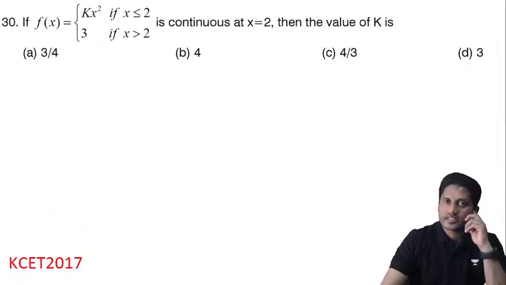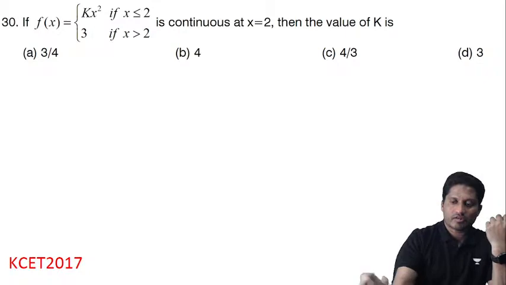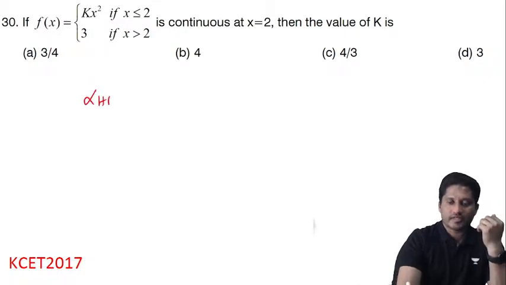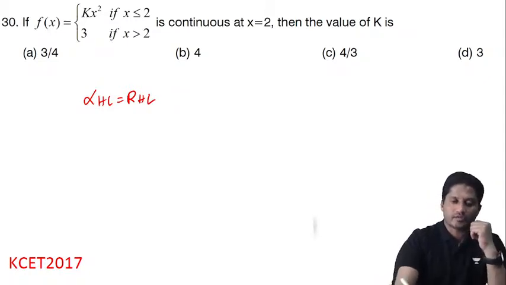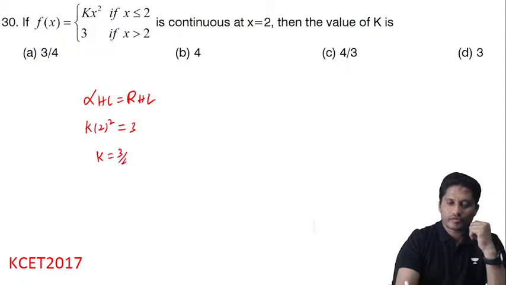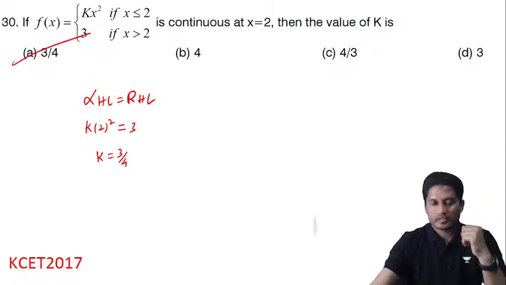The function is continuous at x is equal to 2. What should be the value? It's already continuous, right? So the left hand limit is equal to the right hand limit. Less than 2 will be the left hand limit, more than 2 will be the right hand limit. If I substitute 2 here, you get k into 2 square. If I substitute 2 here, you get 3. So k is equal to 3 upon 4. Okay, that's the first option.